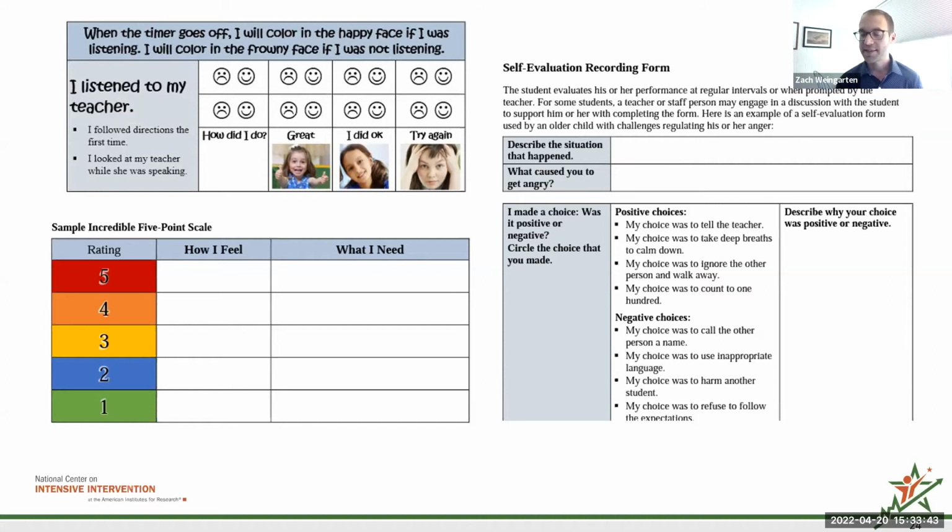On the right side, there's an example of a self-evaluation recording form, and this is an example for an older student. It's a chance for them to reflect on a behavioral situation that happened and their emotional reaction, and some of the decisions that they made, or positive or negative choices that they made as a result of that situation. So this kind of self-evaluation is another way to promote self-awareness among students.